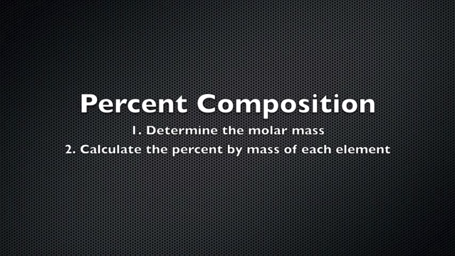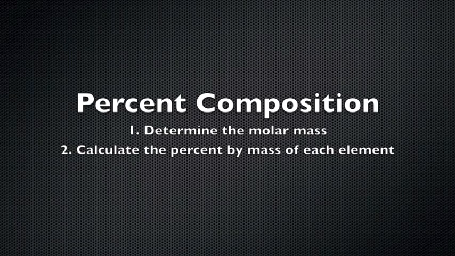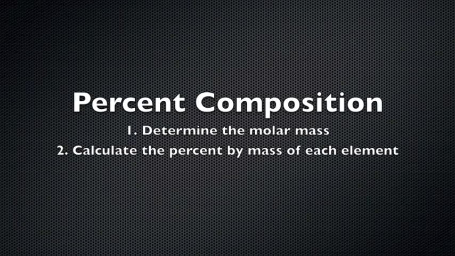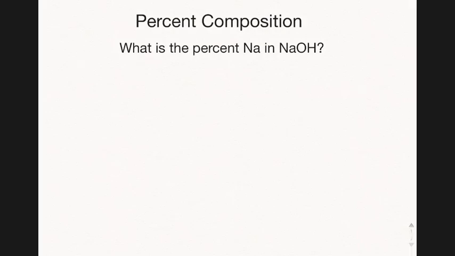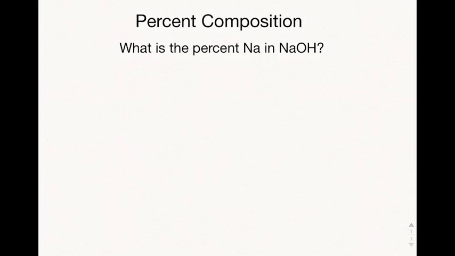When calculating percent composition, first you determine the molar mass, and then you calculate the percent by mass of each element. In the first example, you are determining the percentage of sodium in sodium hydroxide.